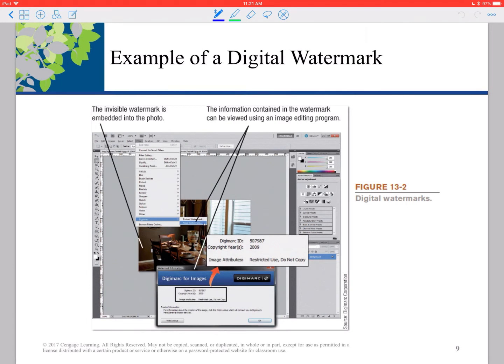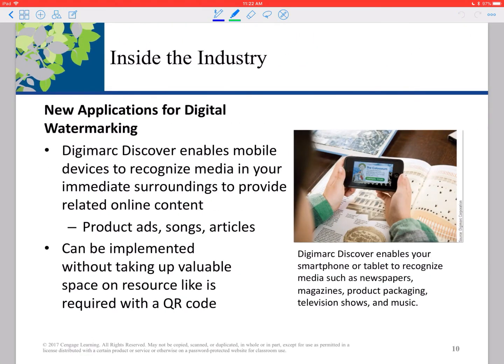Here's an example of digital watermarks. You can view this in your book. And then there are new applications for doing this. There's Digimarc, which allows you to recognize stuff that is paper and then get a little added content. This stuff is pretty cool.